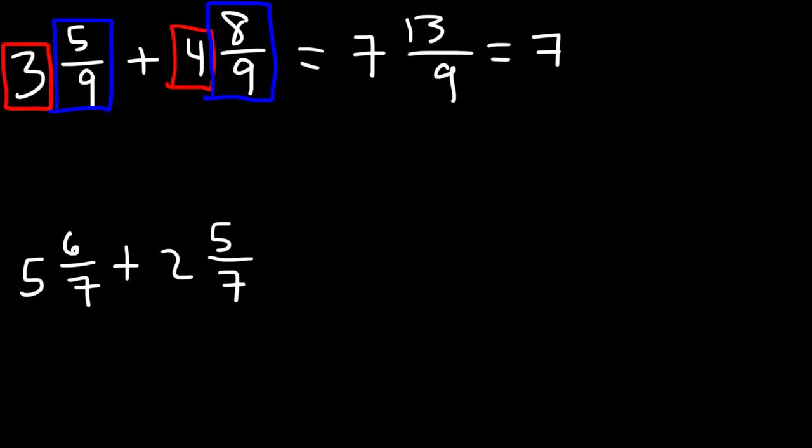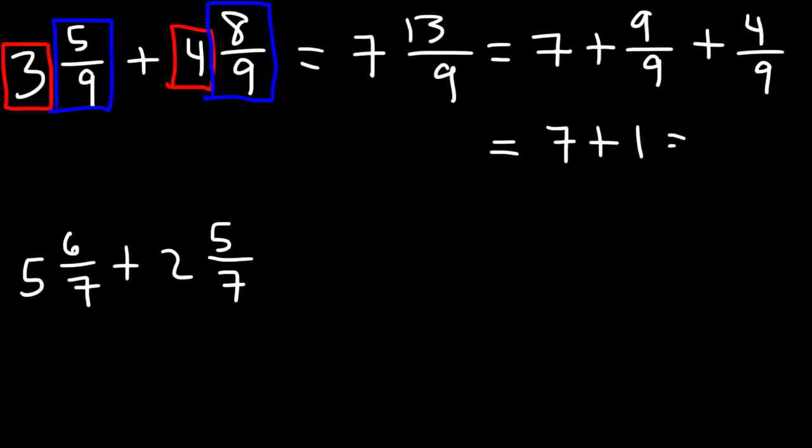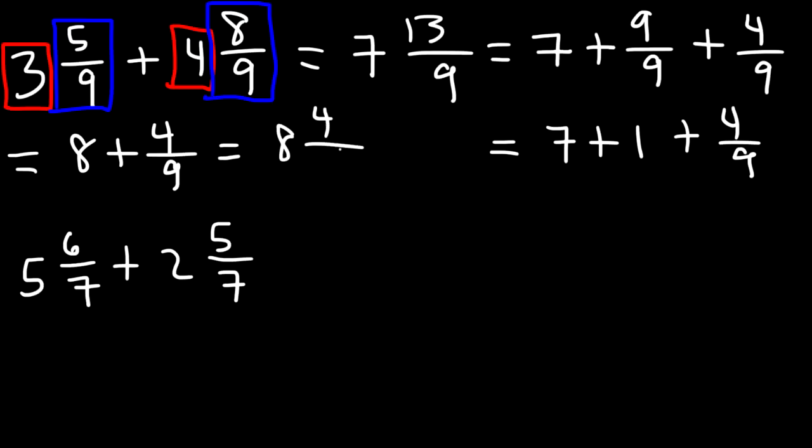Now 13 over 9, I'm going to write that as 9 over 9 plus 4 over 9, because 9 plus 4 is 13. Now we know that 9 over 9 is 1. So we're going to have 7 plus 1 plus 4 over 9. And since I'm running out of space, I'm going to work here. 7 plus 1 is 8. And so we have 8 plus 4 over 9, which will give us the final answer, 8 and 4/9. And so that's it for the first example. Now let's move on to the second example.